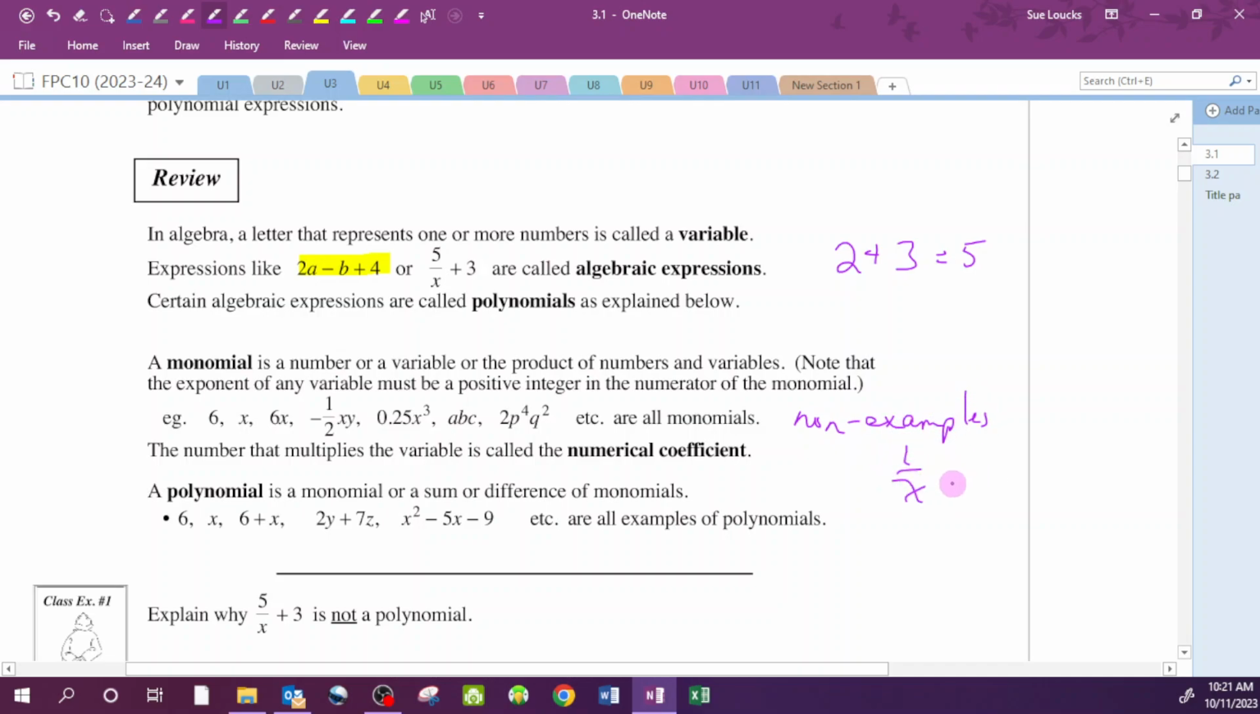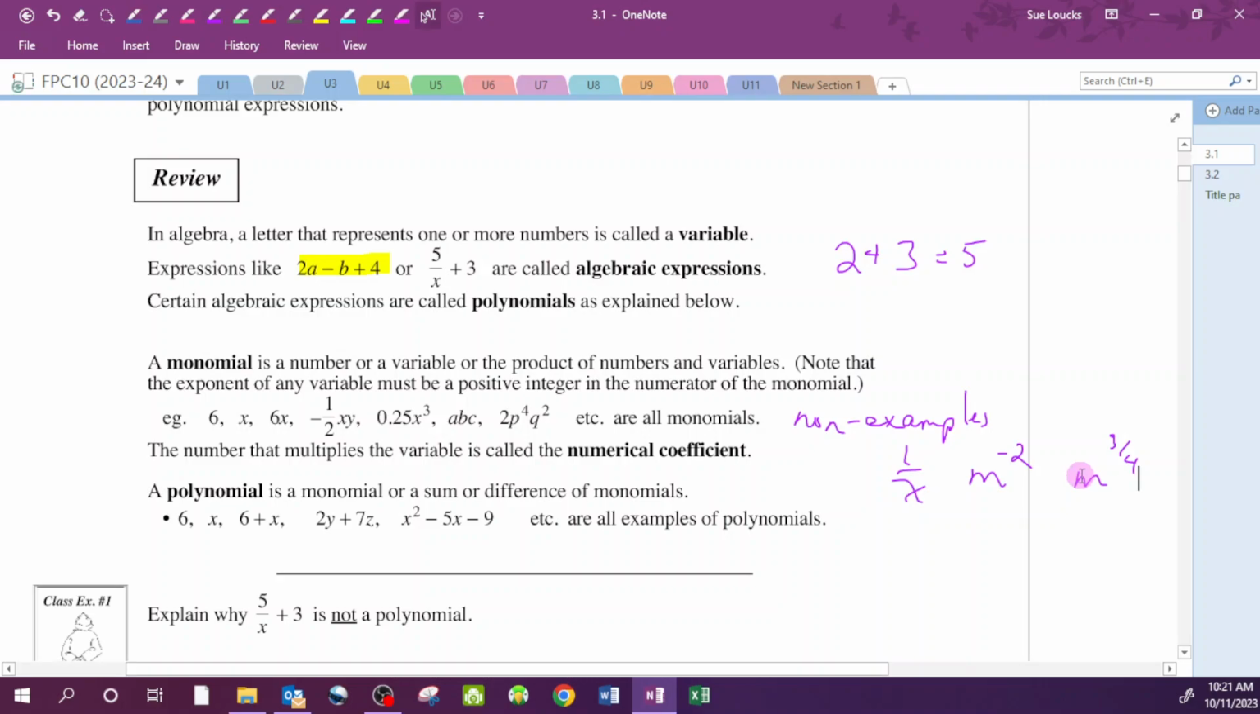1 over x, m to the minus 2, m to the 3/4, okay? Because here our variable is in the denominator. Here our variable has a negative exponent, and here it's a non-integer exponent, okay? So those are all non-monomials.